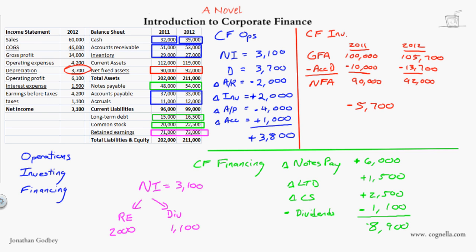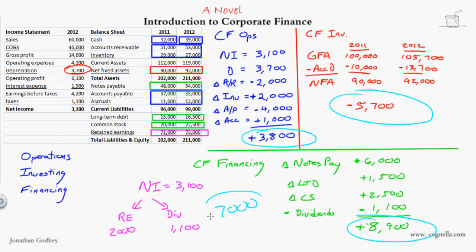Okay, last thing. When I look at all these numbers, the 3,800, the minus 5,700, the positive 8,900, what will those add to? Make sure you realize that's positive. What will those add to? Well, the total change in my cash position was $7,000, right? So I need to add these three numbers up. If they add to $7,000, I can feel sure that I did this correctly.